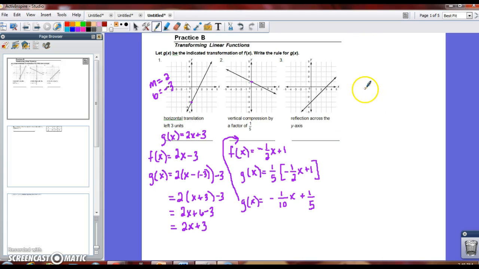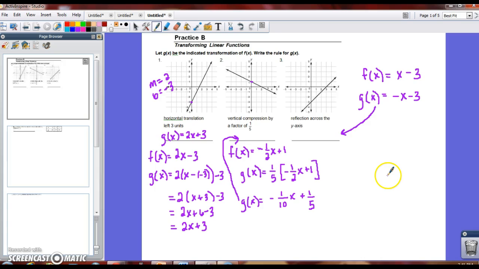Now this third problem, I'm just going to write it over here because I have more room. We have to figure out what our starting function is. My b value, or my y-intercept, is -3, and my slope is 1. I'm going up 1 and over 1 each time. So the original equation is x minus 3. When you reflect across the y-axis, you just change the sign of the x term. Since in the original equation it's positive x, it now becomes -x, and that's all that we need to do for that one.